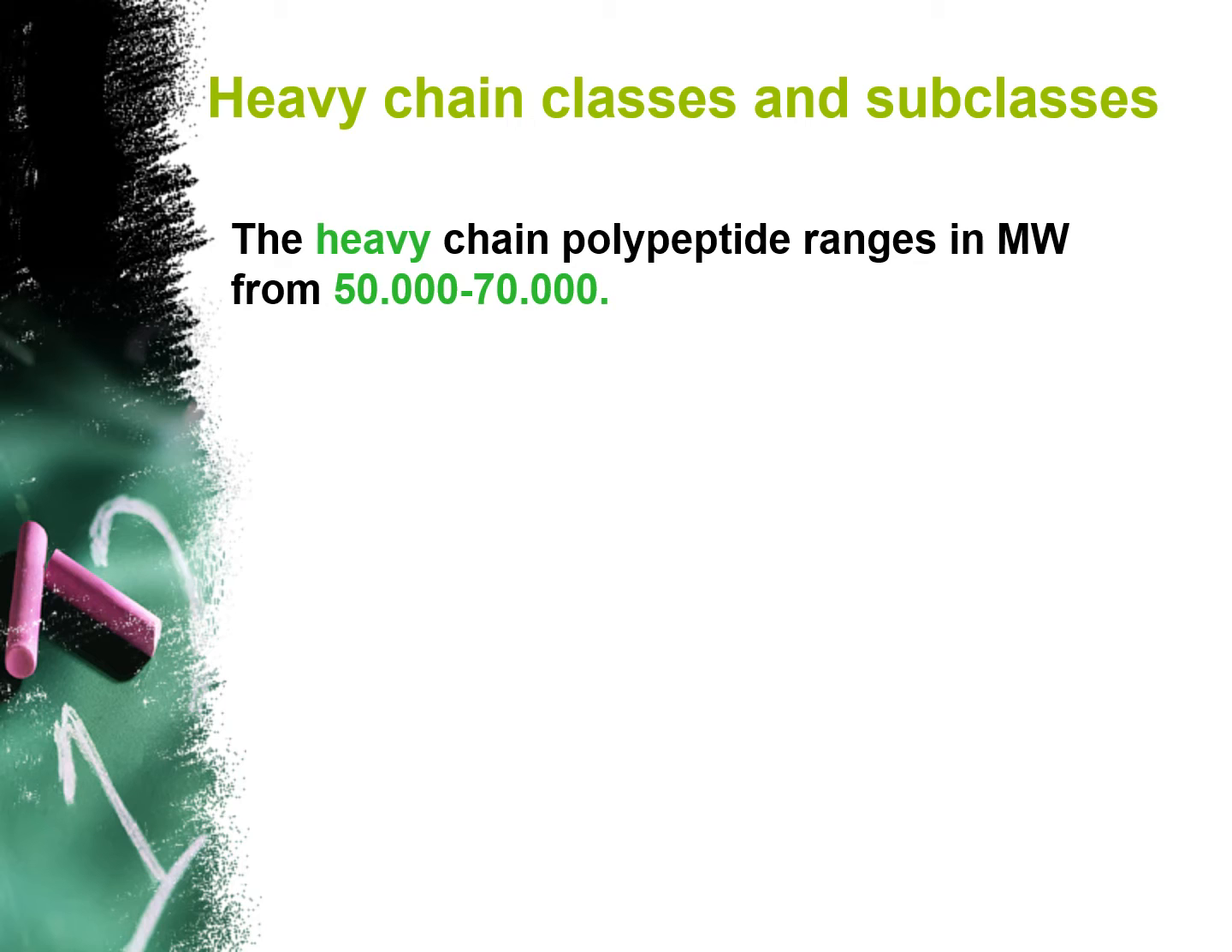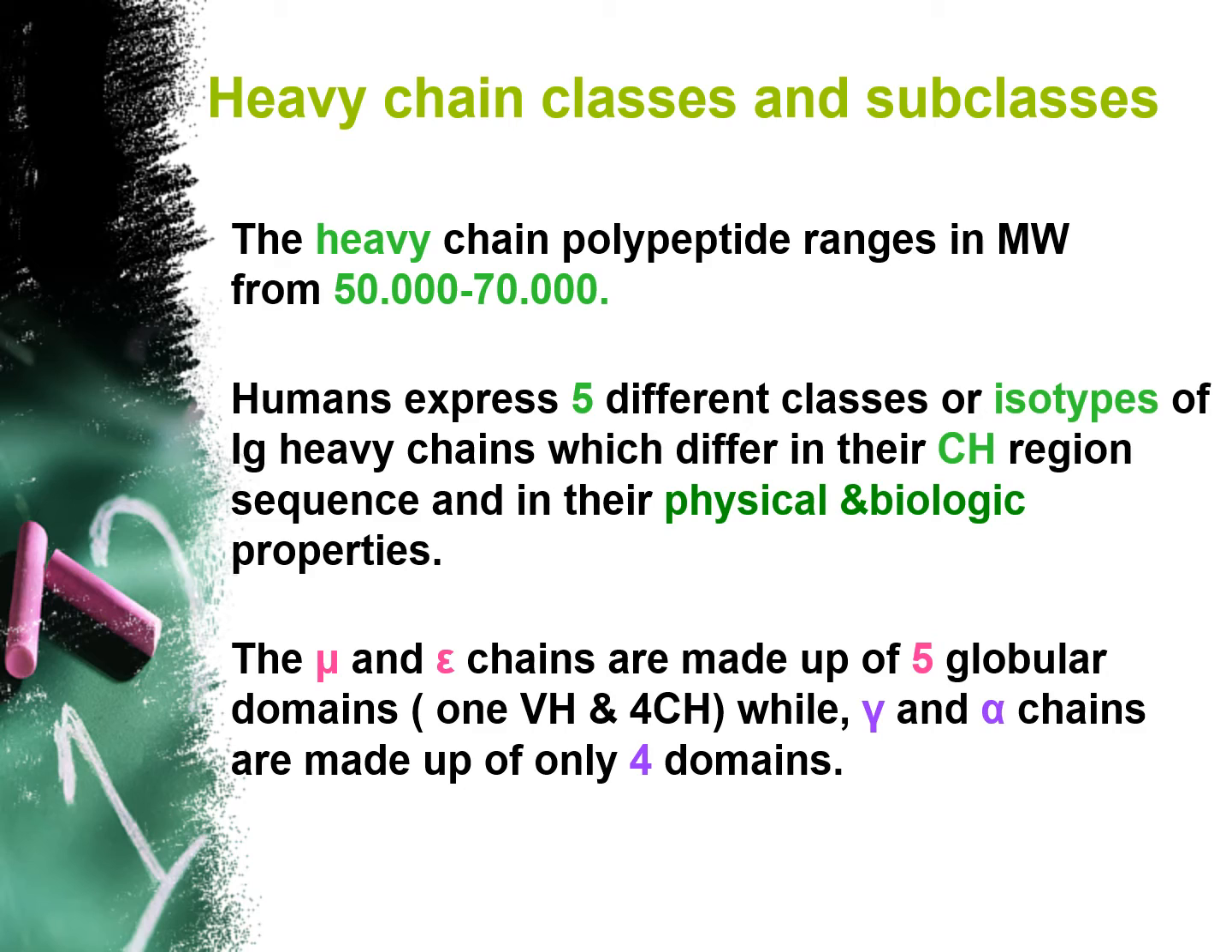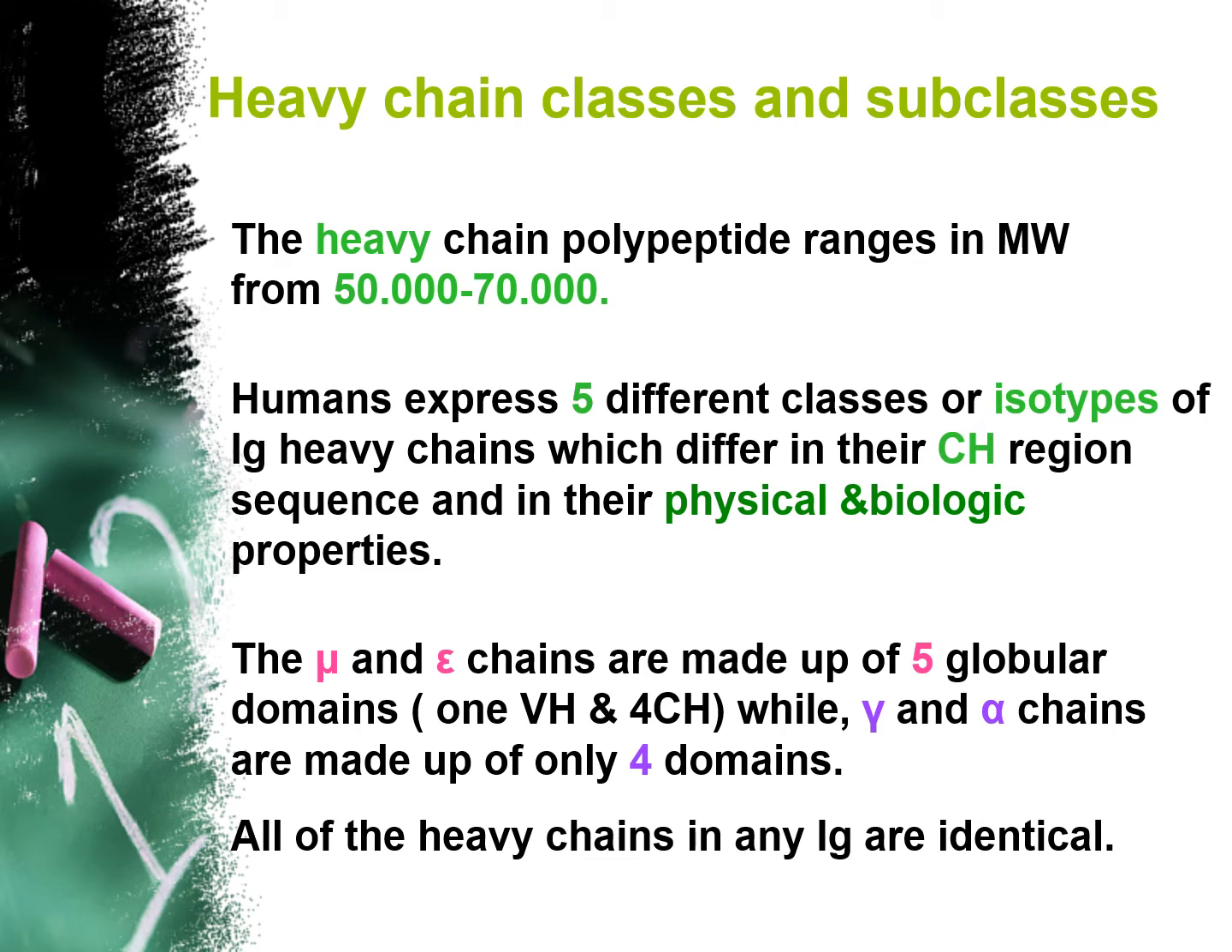Heavy chain classes and subclasses. The heavy chain polypeptide ranges in molecular weight from 50 to 70,000. Humans express 5 different classes or isotypes of immunoglobulin heavy chains, which differ in their constant heavy region sequence and in their physical and biological properties. The mu and the epsilon chains are made up of 5 globular domains, 1 variable and 4 constant heavy, while the gamma and alpha chains are made up of only 4 domains. All of the heavy chains in any immunoglobulin are identical.